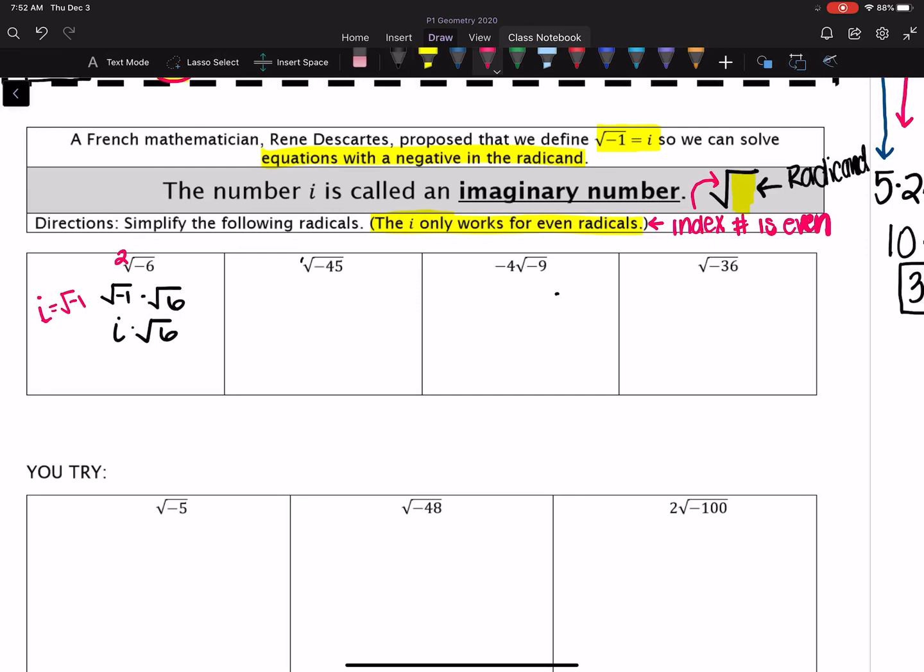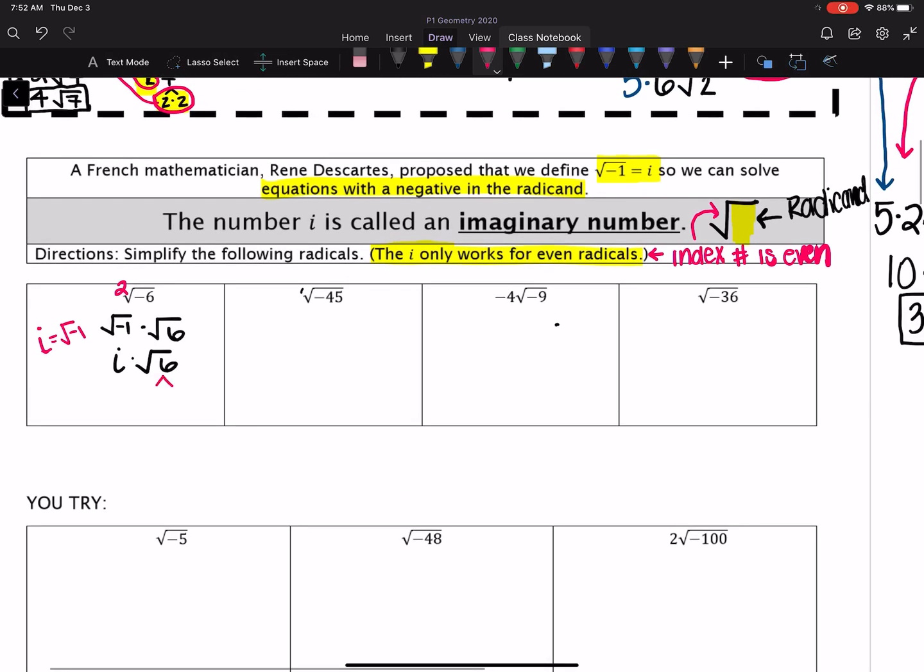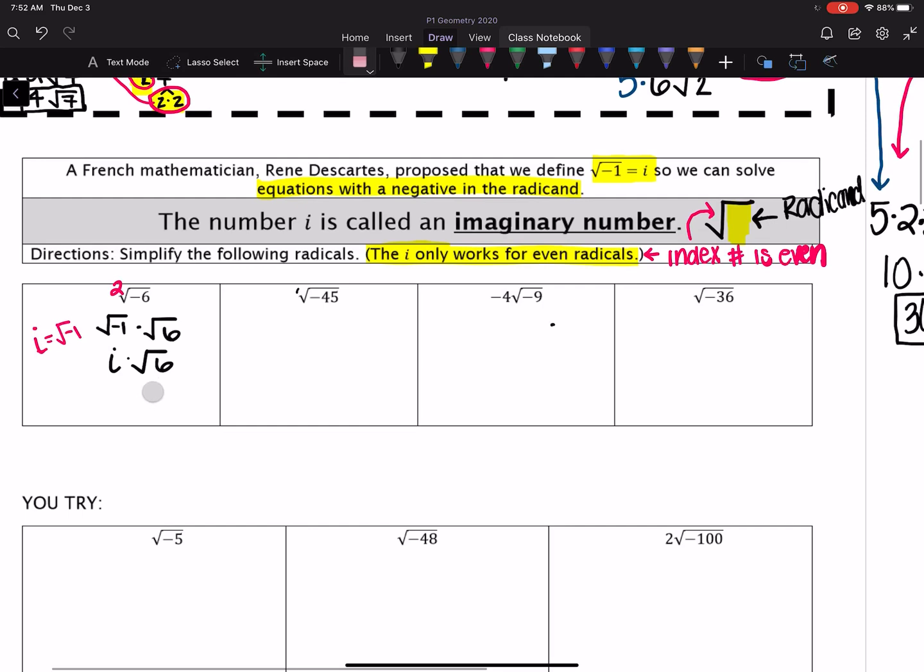Next, I want to try to break down my square root of 6 using my factor tree. I can break it down as 2 times 3. 2 and 3 are prime numbers, and I can't group those together, so I know that the square root of 6 is already simplified as much as it can be. So our final answer to simplify the square root of -6 is i root 6.